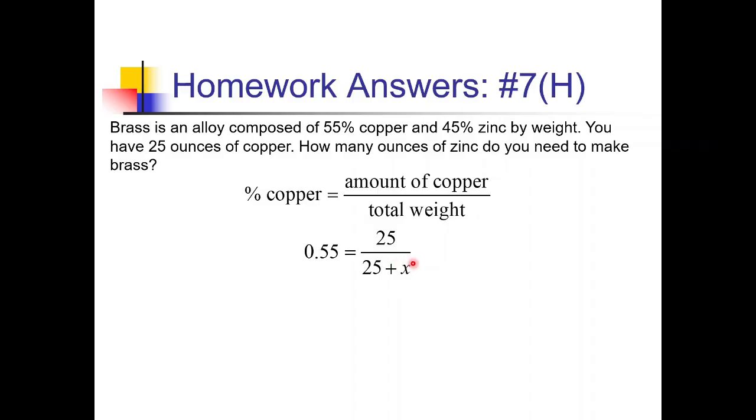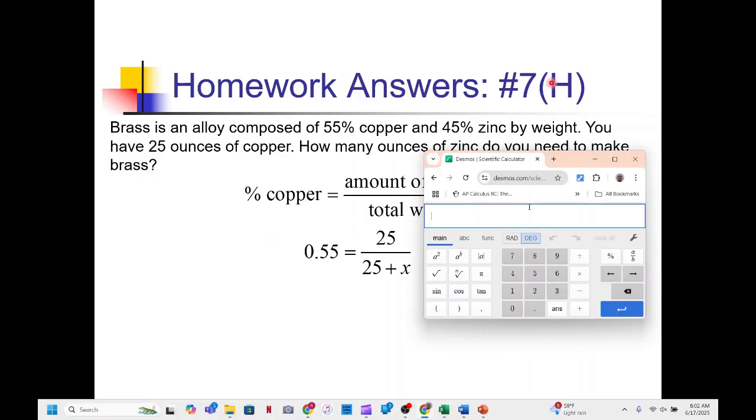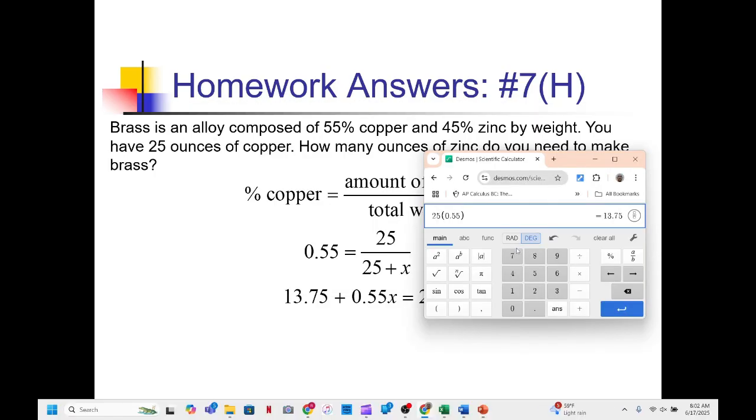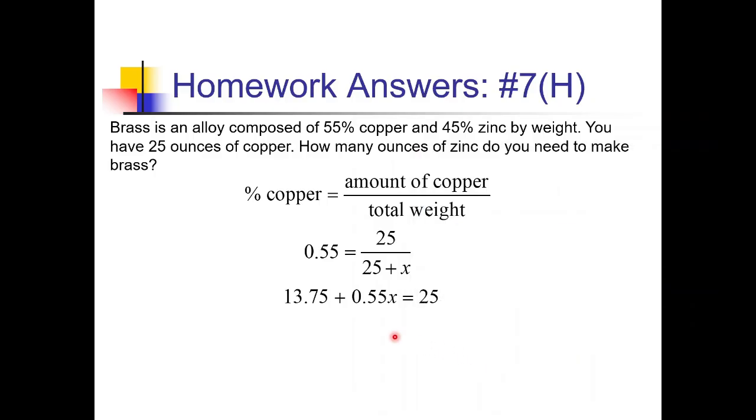So to get this x out of the denominator, let me just multiply both sides by 25 plus x, and I'll use the calculator for that. So really I just need to do 25 times 0.55 on the calculator, and that's 13.75. So we have 13.75 plus 0.55x equals 25. Subtracting 13.75 from both sides, we've got 25 minus 13.75, which is 11.25.